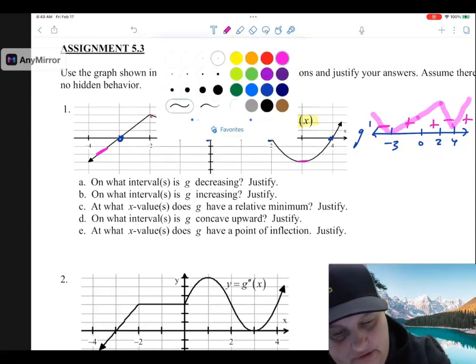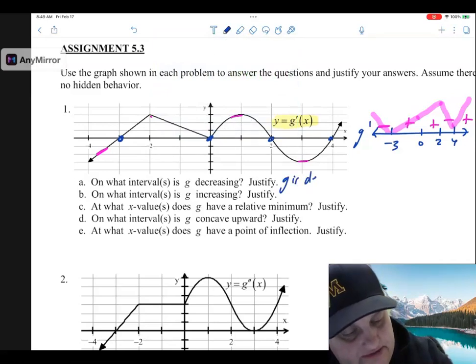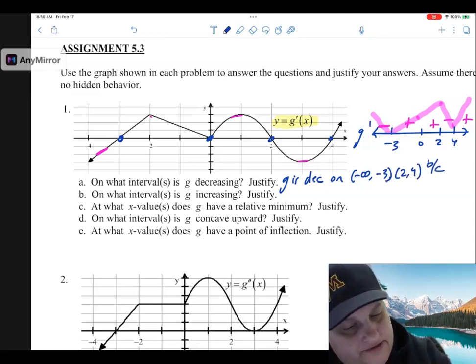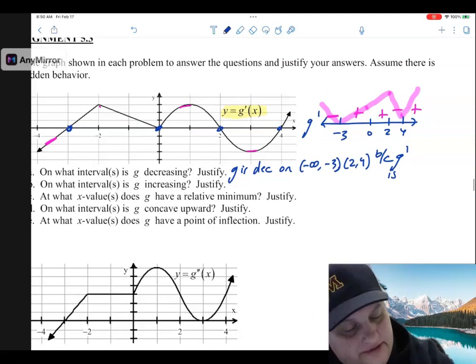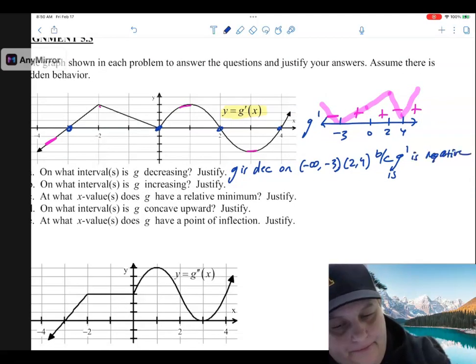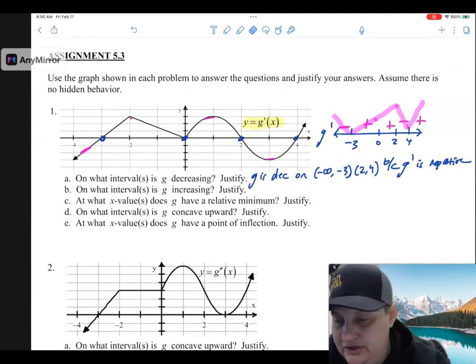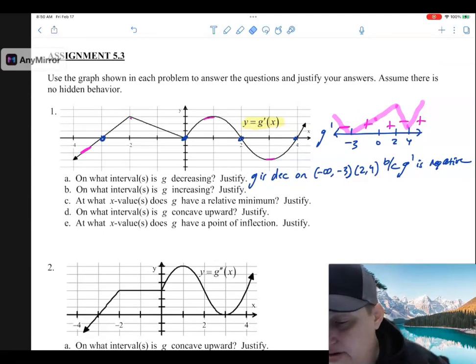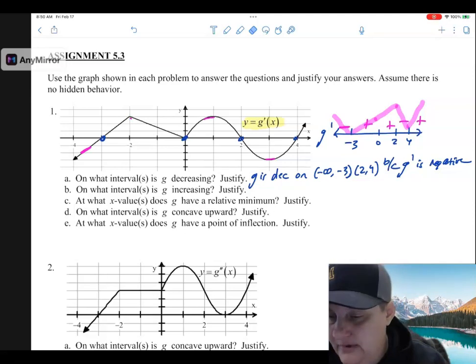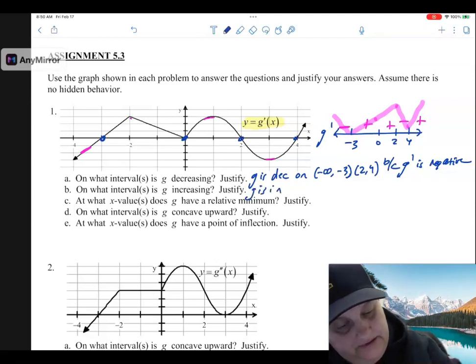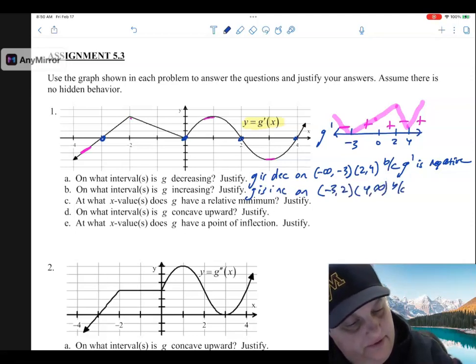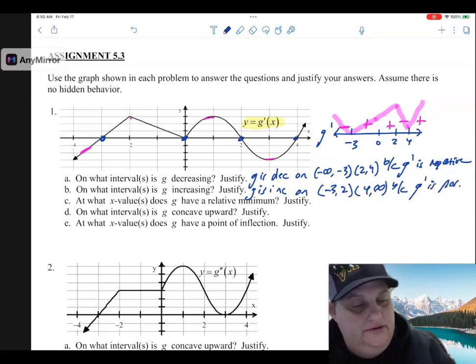On what interval is g decreasing? Okay, we say g is decreasing on -infinity to -3 and 2 to 4 because g prime is negative. And that's it. Okay, g prime is negative, makes g decreasing. Okay, cool. All right, next, on what interval is g increasing? G is increasing on the interval -3 to 2 and 4 to infinity because g prime is positive.